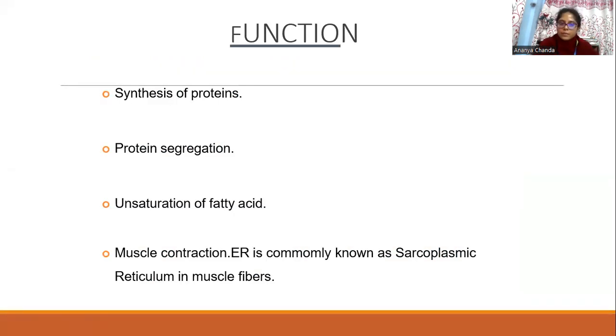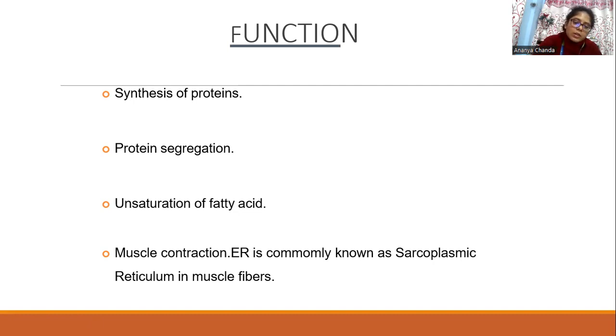Then come the functions. Firstly, the generation of the proteins, which helps in the further generation of the DNA in inheritance. Then comes protein segregation. And fourth is the unsaturation of the fatty acid, and muscle contraction. The endoplasmic reticulum commonly has another system, the sarcoplasmic reticulum in the muscle fibers.